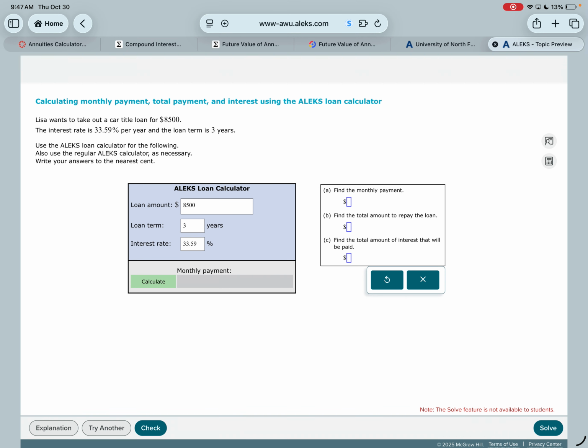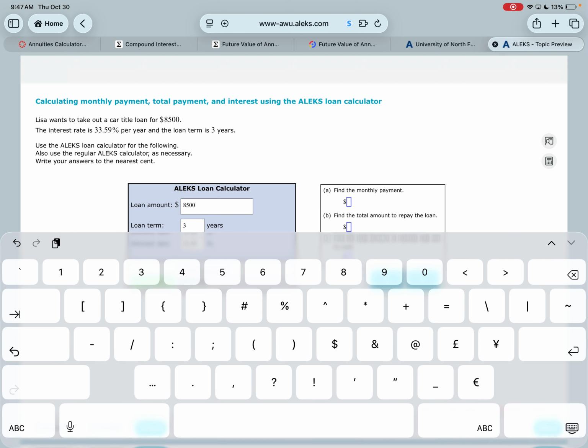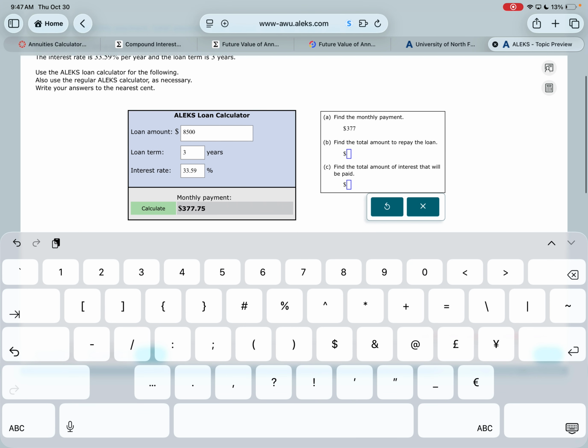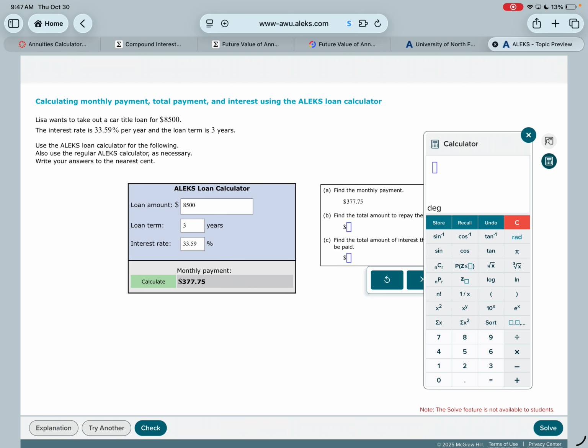Find the monthly payment. So this calculator gives us the monthly payment, $377.75. Find the total amount to repay the loan. So if I'm doing $377.75 per month, and I'm doing it for 3 years and every month, you can do 36 if you want to, but 3 years and 12 months, right? I'm doing $13,599.